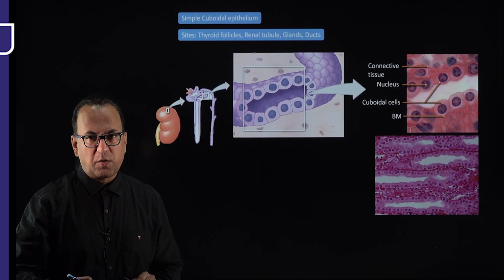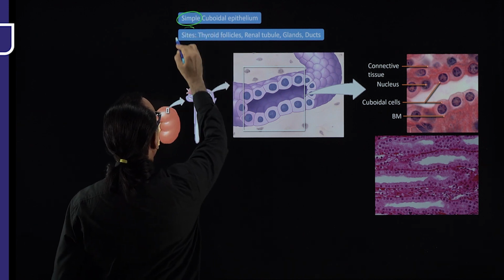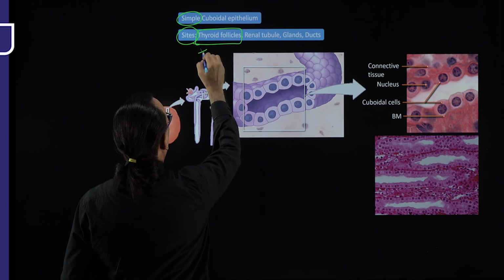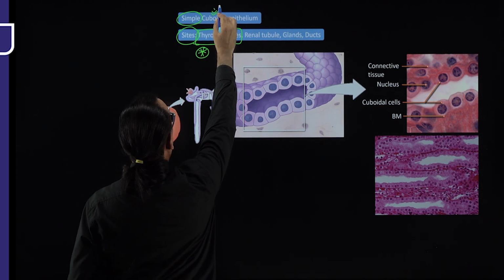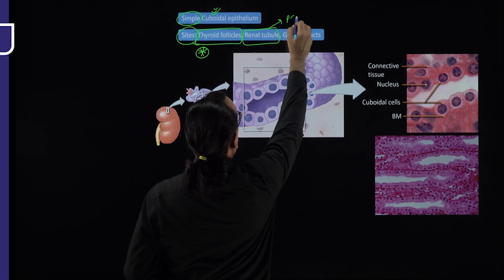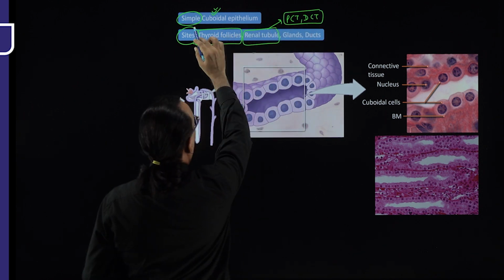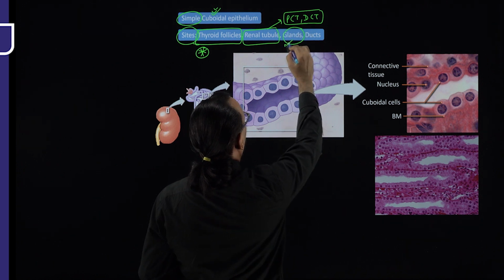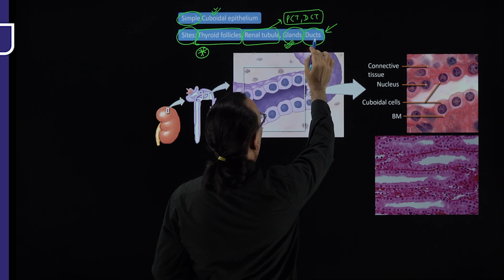The simple cuboidal epithelium, as we look at the various sites, we will find that they are present in the thyroid follicle. As we have mentioned, normally the thyroid follicles are lined by simple cuboidal epithelium. Then, as we mentioned, the renal tubule, it could be the proximal convoluted tubule or distal convoluted tubule. They will have simple cuboidal epithelium. And then talking about the glands, especially the serous glands and even the ducts, they are lined by cuboidal epithelium.